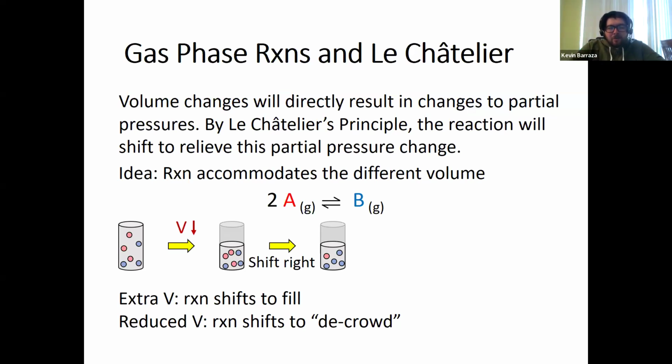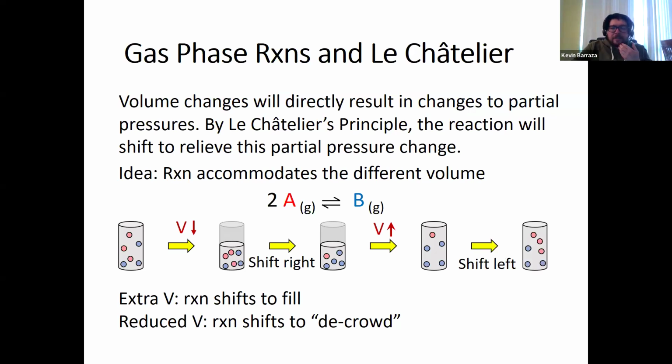Whereas if I increase my volume, now there's extra space, and the reaction will shift to fill that extra space. So it'll shift to the side with more gas particles. So the way it shifts depends on whether the gas has been given extra volume, and the reaction shifts to fill that extra space. So it'll move to the side with more gas particles. In this case, it'll go left.